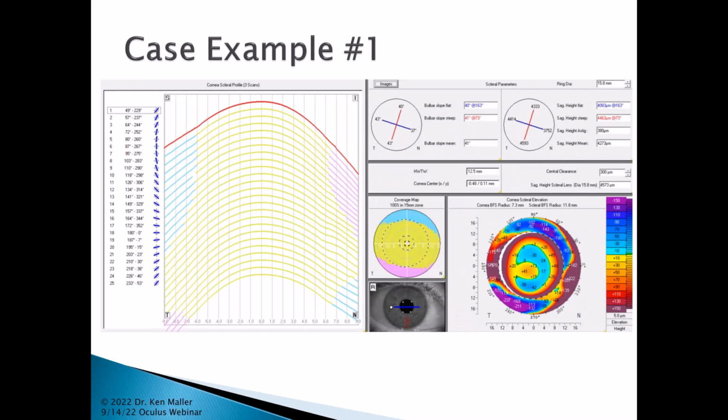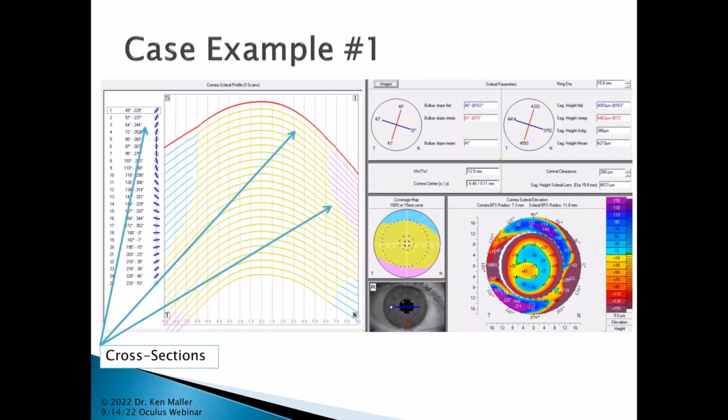So going back to the CSP Pro display, just to review quickly, we had those cross-sectional maps there. And those are not just pretty pictures. Those are actual maps that are being drawn based on the sagittal data that's been collected. So there's actually a lot of information you can gain just by glancing at those particular arcs there.